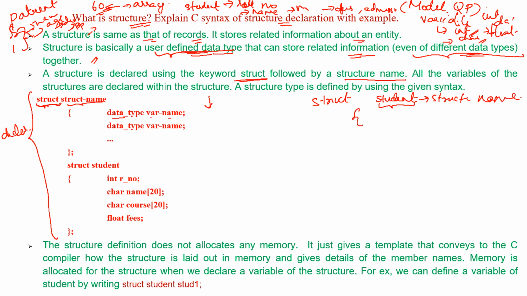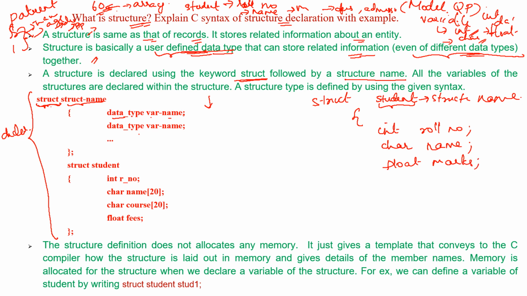Then data type, variable name, data type, variable name. You can use as many variables as you need. For example, int roll number: the roll number is an integer, ending with a semicolon. Then the second one, the name of the student. What will be the data type? Character, student name. Similarly, you can take the marks as float, marks of the student.